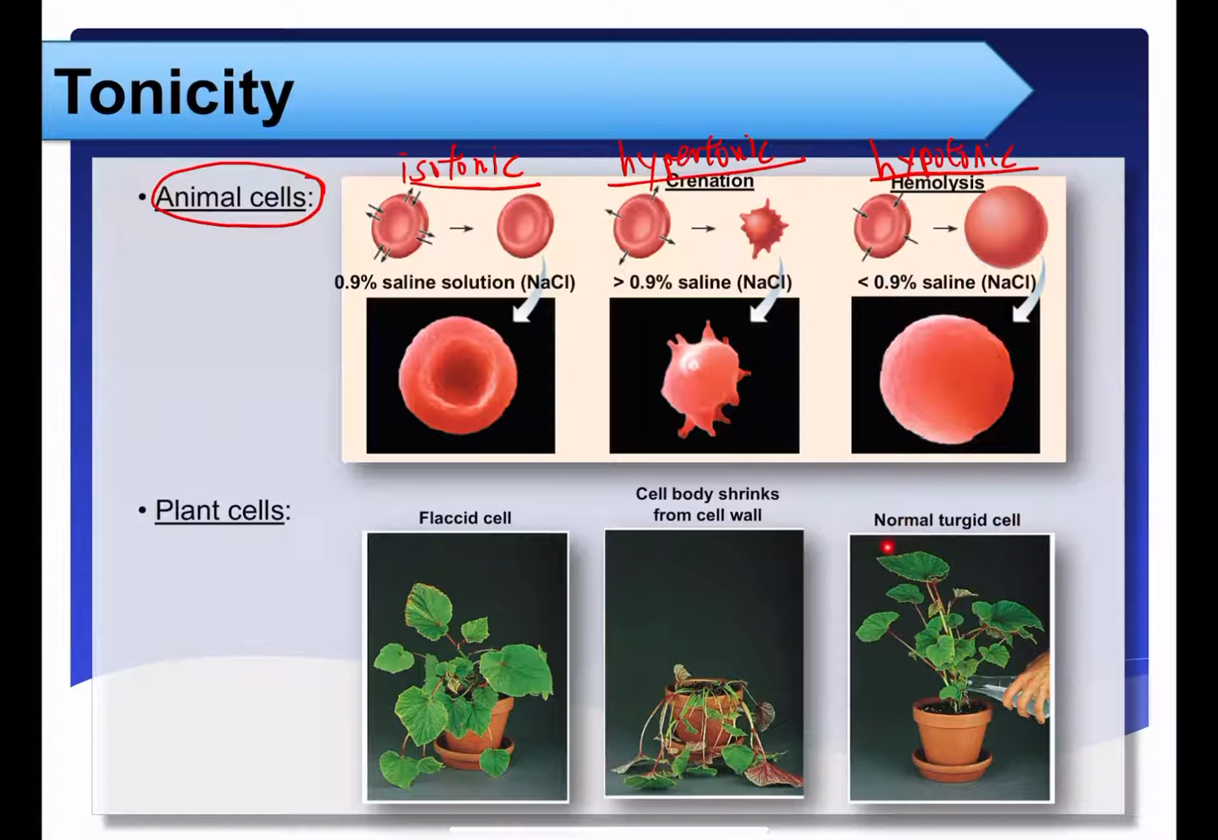Now, with hypotonic solution is where the plant is most happy, where you have normal turgidity of the cell, because now water is all inside the plant cell and it's pushing against the cell wall, giving it strength. That's why it's now standing tall and upright.